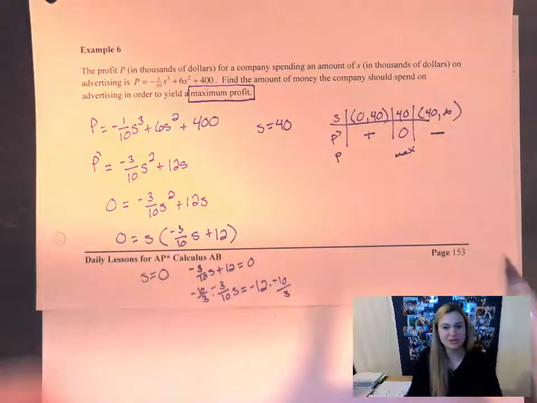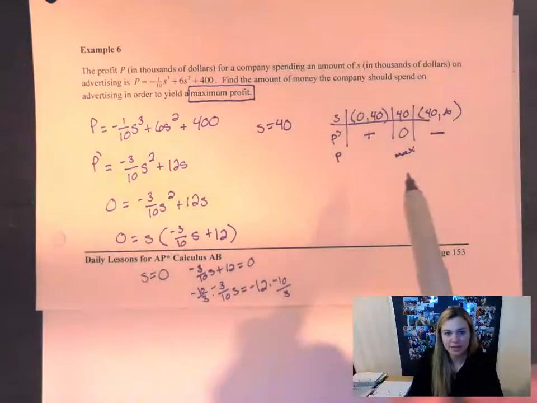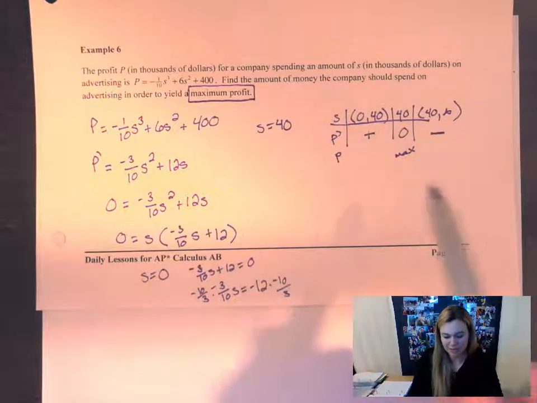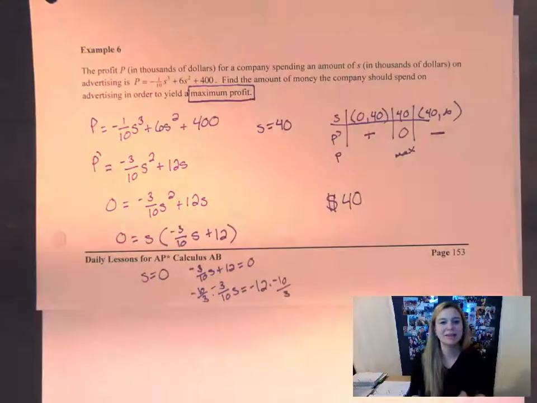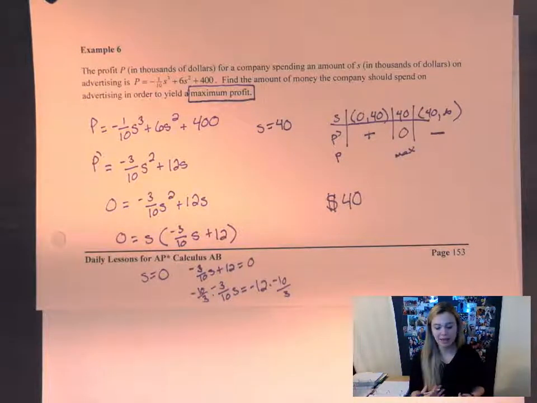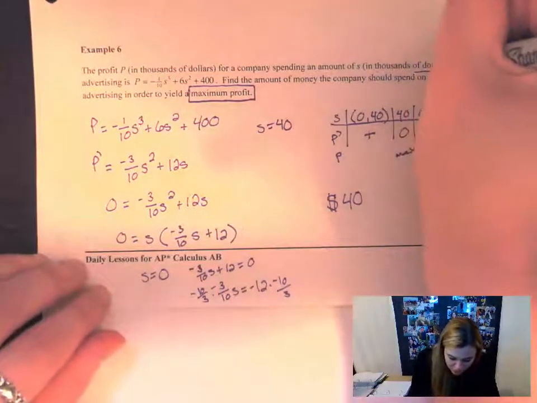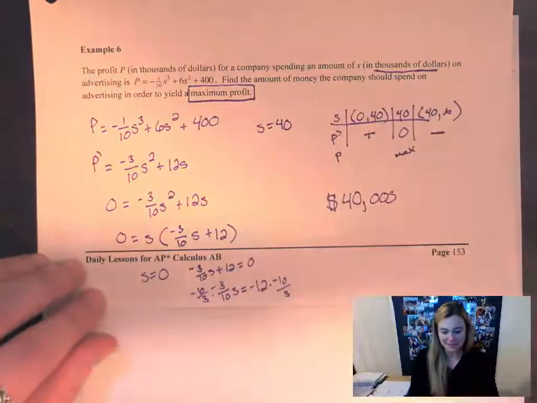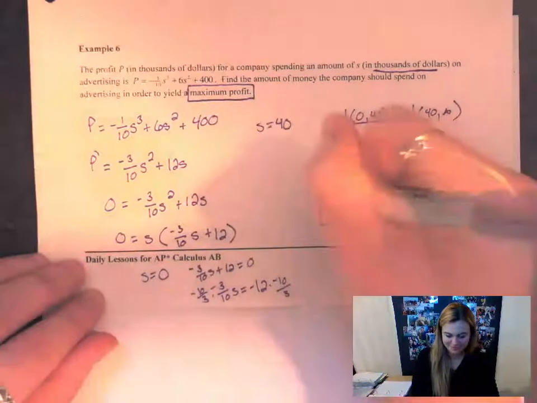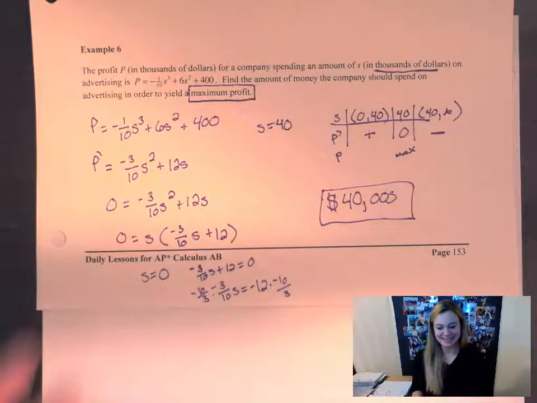And so now I just have to answer the question. It says find the amount of money the company should spend on advertising in order to yield a maximum profit. And you're like, yeah, 40. That doesn't make any sense. You don't want to spend $40 unless you're a teeny tiny company, and this is talking about a teeny tiny company that is going to be advertising for a lemonade stand or something. Maybe then it's $40, but this one is in thousands of dollars. Now my answer makes sense. Okay, we're done with example 6.